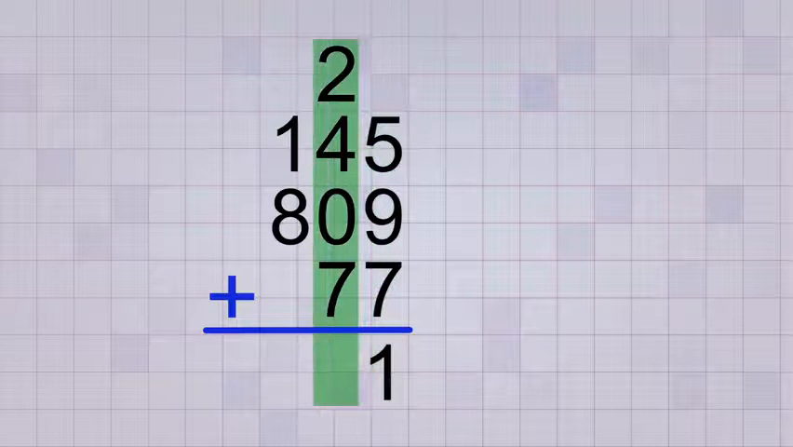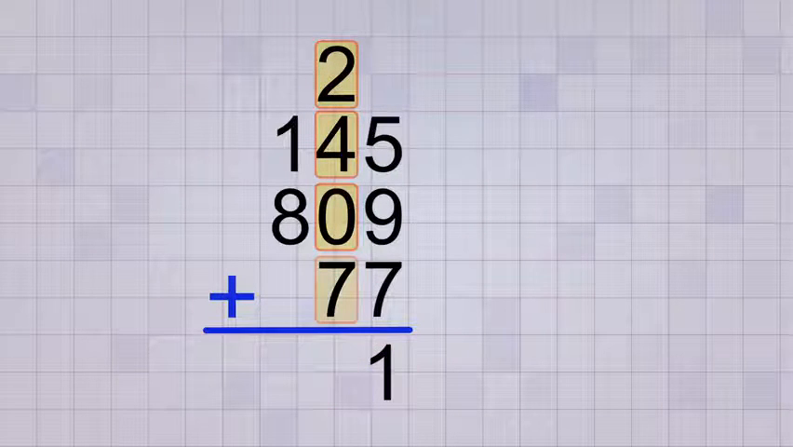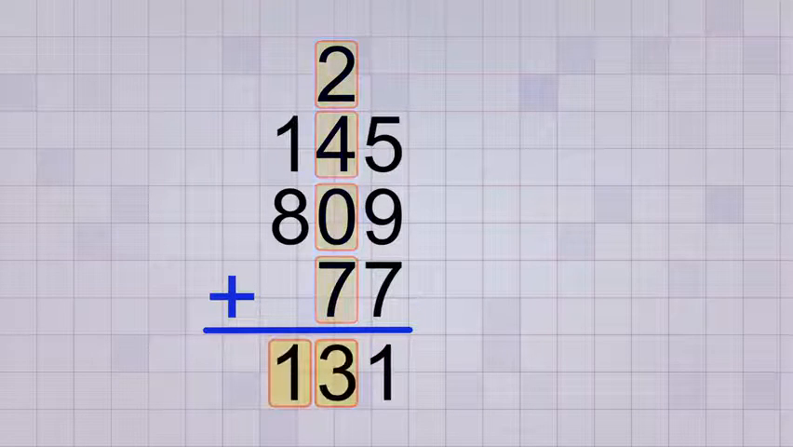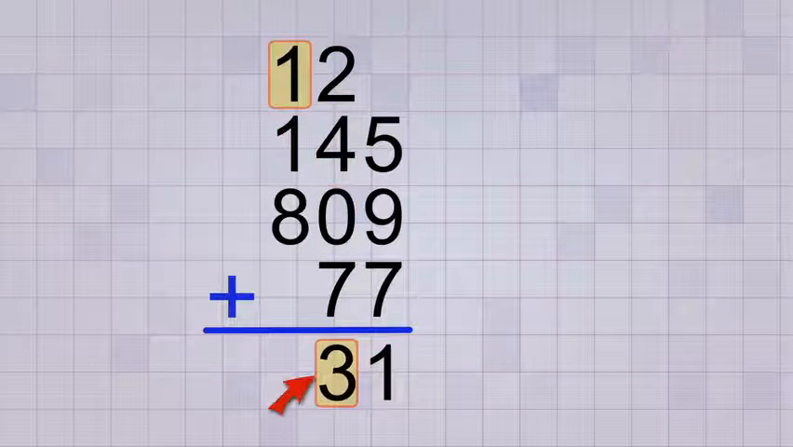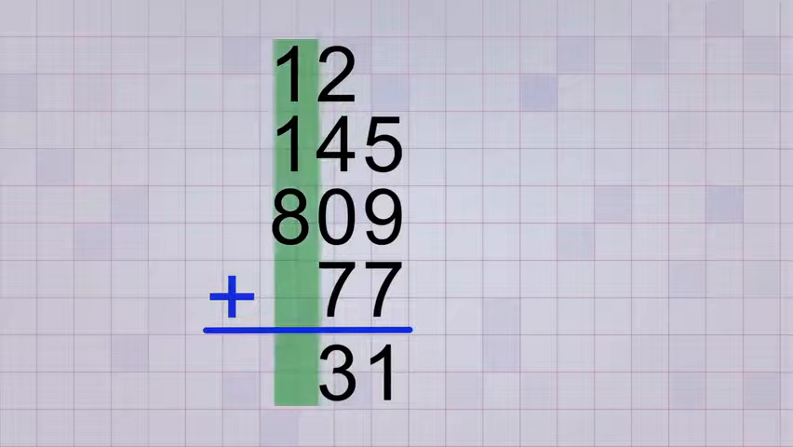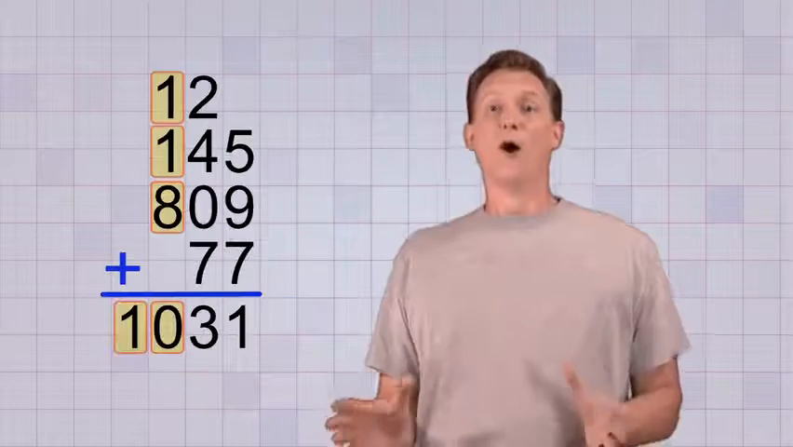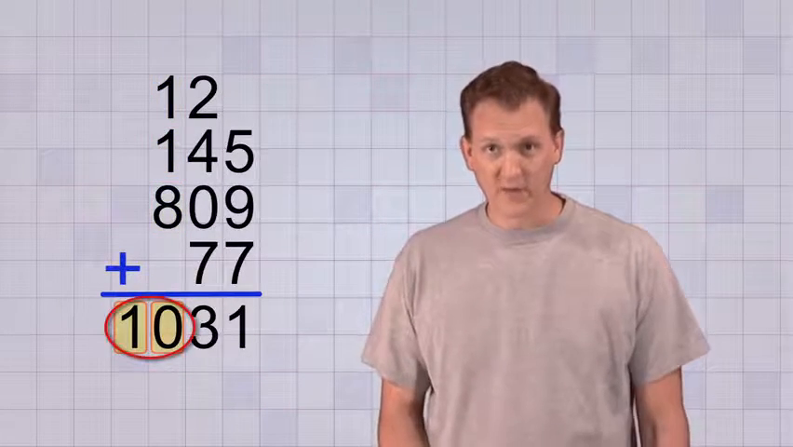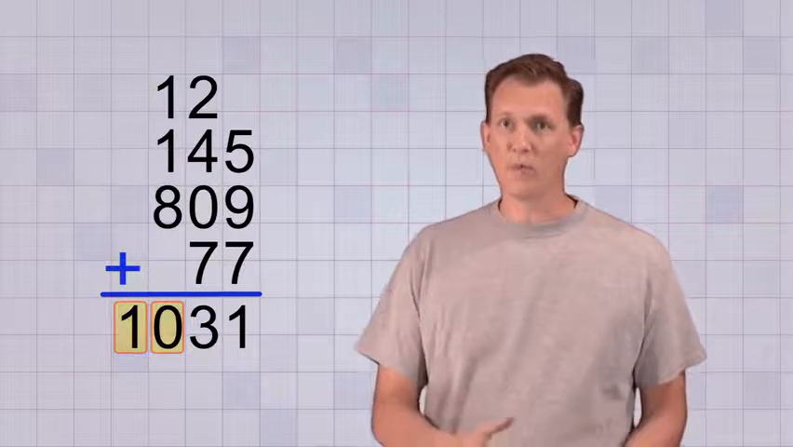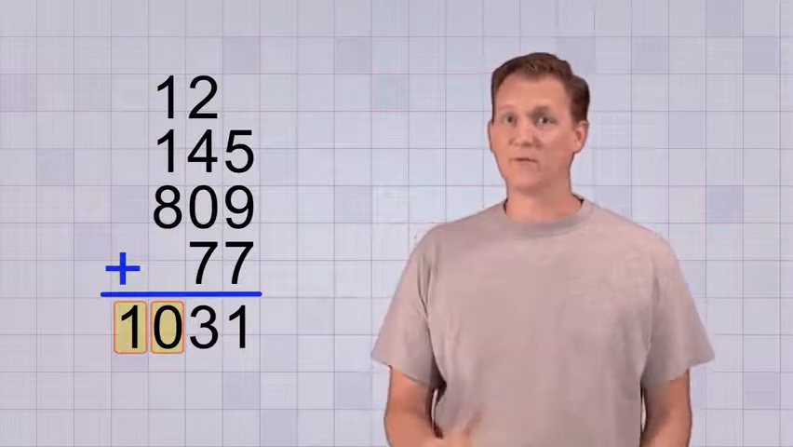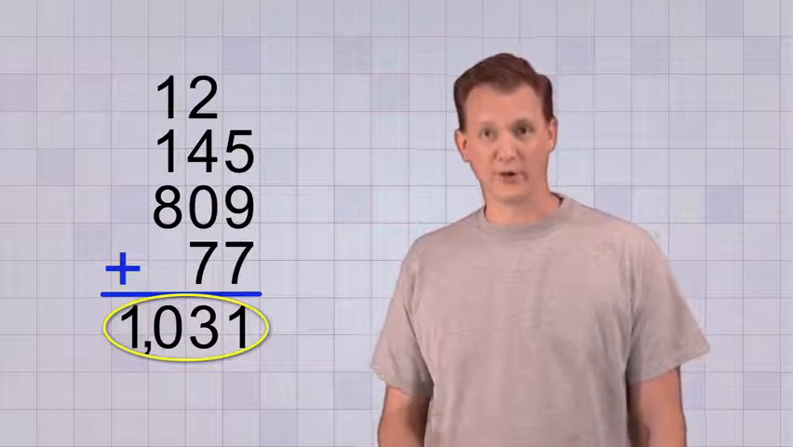Now we add the next column, and there are 4 digits to add. 2 plus 4 plus 0 plus 7 equals 13. Yep, that's another 2-digit answer, so we carry the 1 and leave the 3 in the tens place. Last, we add the hundreds place column. 1 plus 1 plus 8 equals 10. Wow, another 2-digit number. But this time, we don't need to carry because there's no more columns left to add. So we won't be getting in the way of any answers by leaving both the digits in the answer like this. So our answer is 1031.